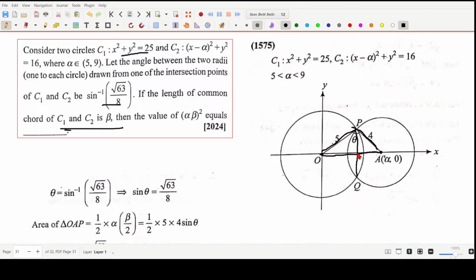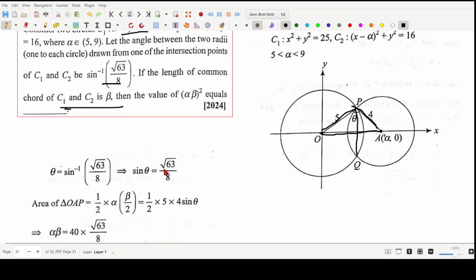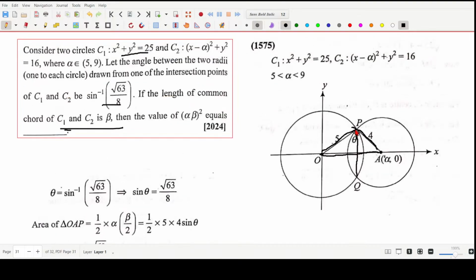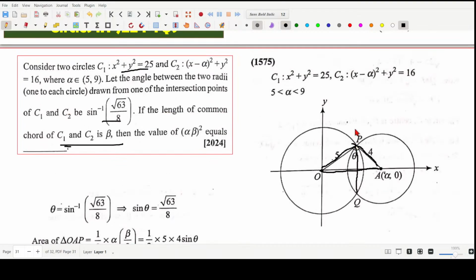And at the same time, this triangle's area is half BC sin A by the sine rule, right? Half this into this, into the angle between them. But sine theta is already given, right? With this you can calculate easily what alpha beta is. Agreed? So do this and tell me the answer.